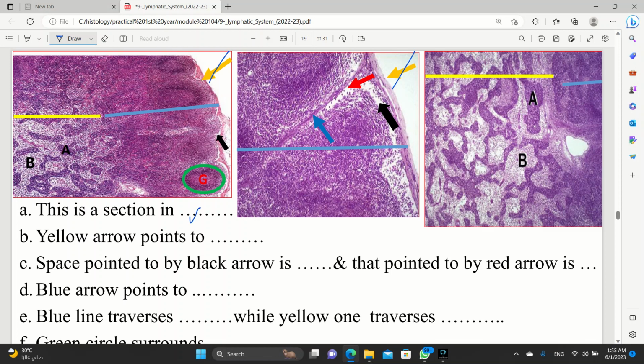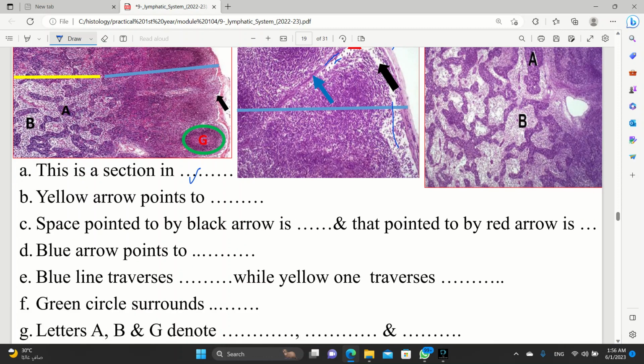Yellow arrow points to the capsule. Space pointed to by the black arrow. Where's the black arrow? Yeah, that's the subcapsular sinus. I mentioned that the sinus is white, and the trabeculae is most of the time colored. So that's the cortical sinus, and that's the trabeculae. See the difference? Okay. That's the subcapsular sinus, and that's the cortex. That's the cortex, and the yellow line traverses the medulla.